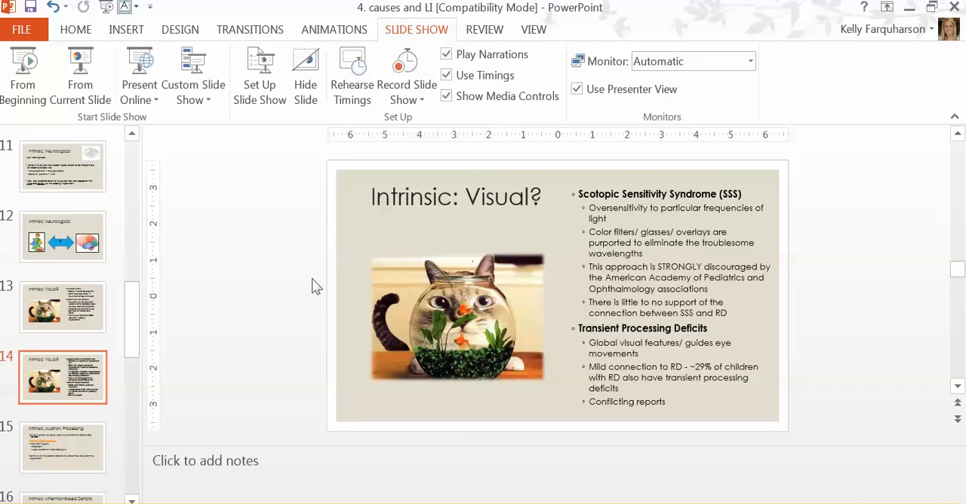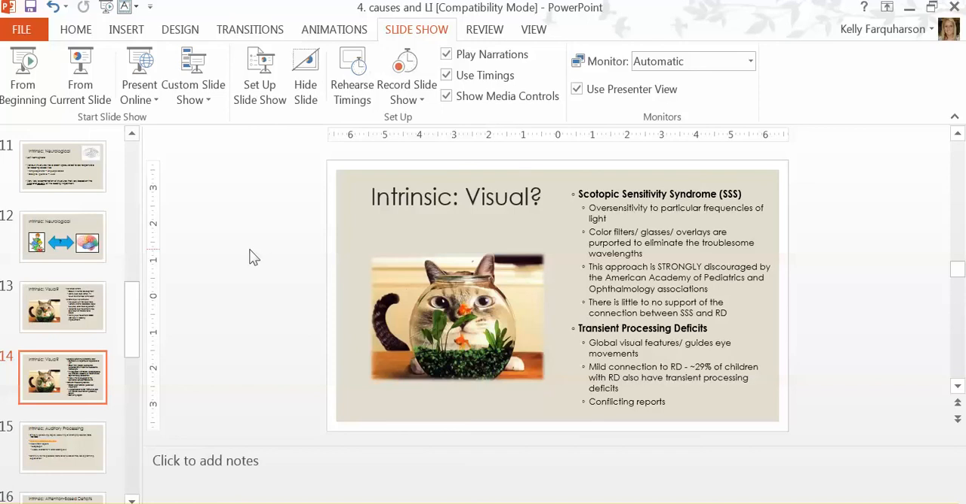However, the American Academy of Pediatrics and the American Academy of Ophthalmology have both strongly discouraged the use of this approach as it does not contribute in any way, shape, or form to reading disabilities. So there's very little support between SSS and reading disabilities. That's not to say that this syndrome doesn't exist. It does exist, but it does not affect reading. And so using different colored glasses and different colored overlays are not going to improve reading ability at all.